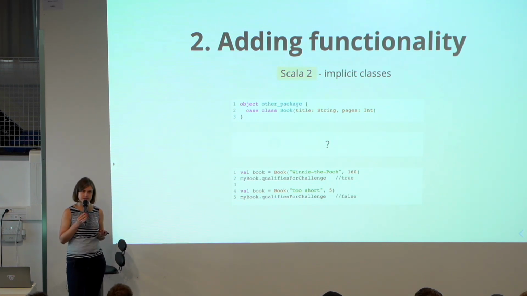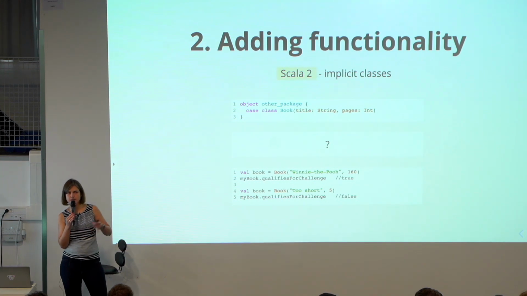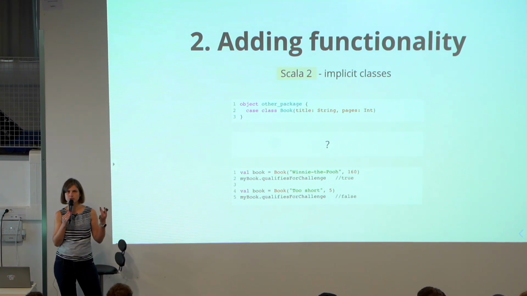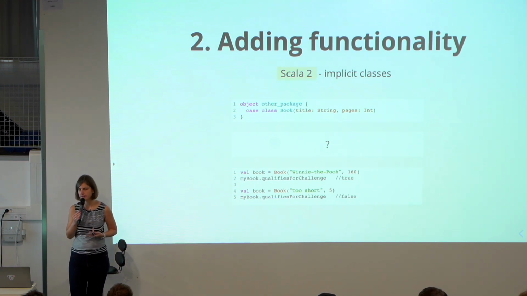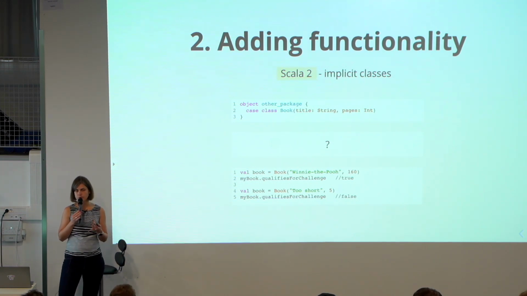However, our problem is that our book type exists somewhere else in another package. It's a closed type, it belongs maybe to another team, it's imported from somewhere. We don't have control over it and we cannot really add methods to it, but we would really like to. So what can we do? Of course, with Scala you can achieve many things. So you can also add functionality to a closed type.